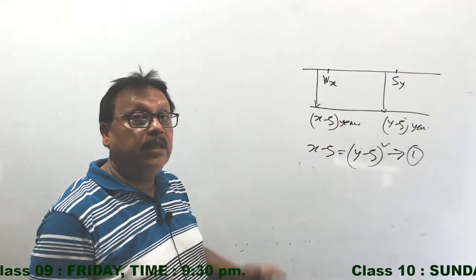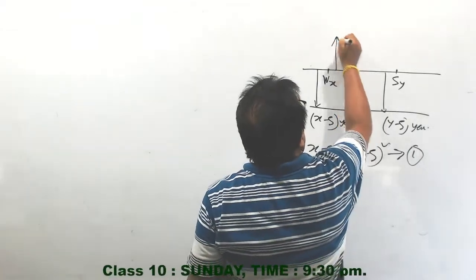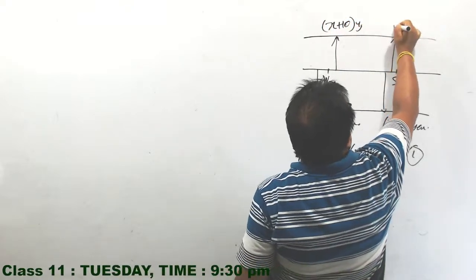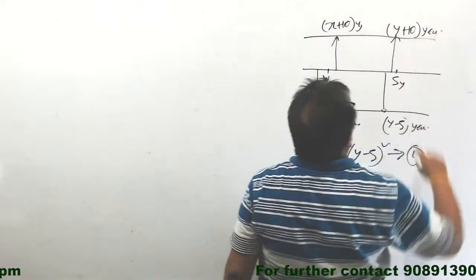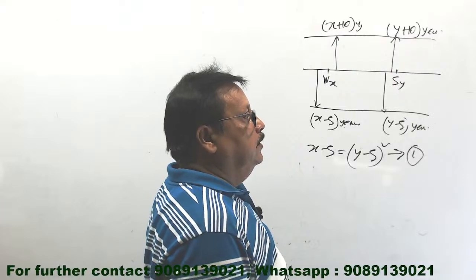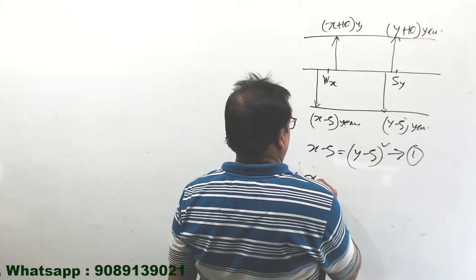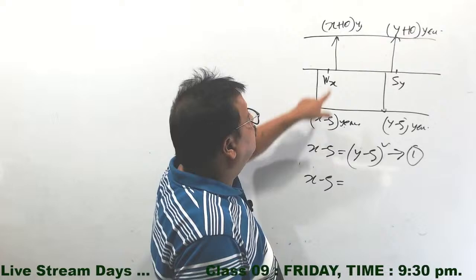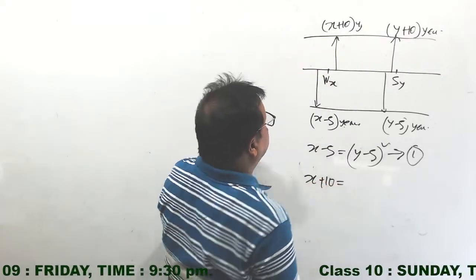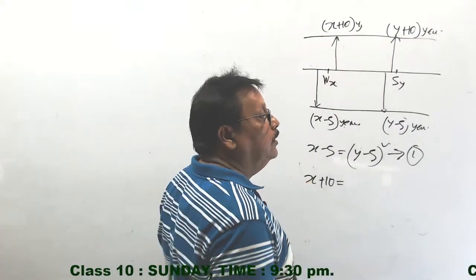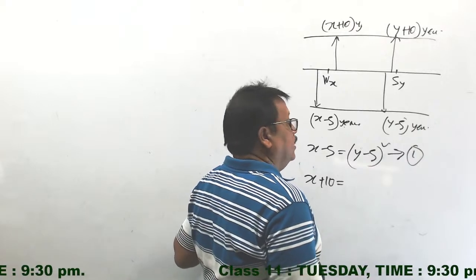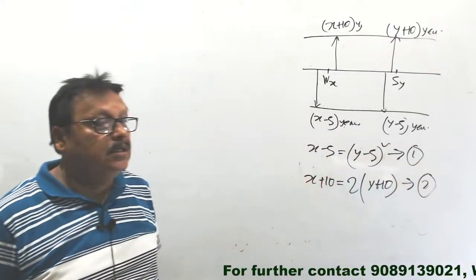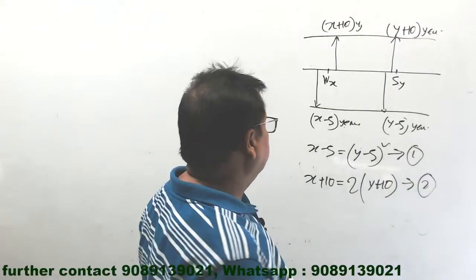Understood? 10 years hence, that means after 10 years. What will be their age after 10 years? That is x plus 10 years, here y plus 10. Okay. After 10 years, her age will be x plus 10. Woman's age will be twice that of her son's age, y plus 10. This is number 2. See the equations carefully.